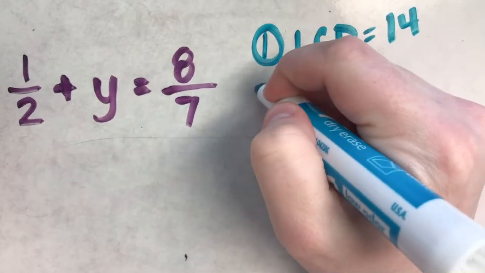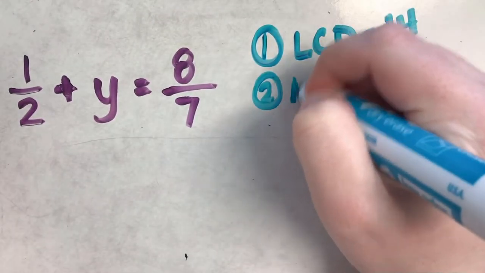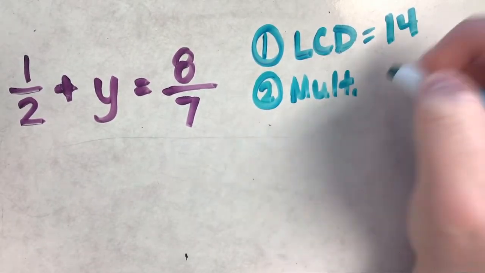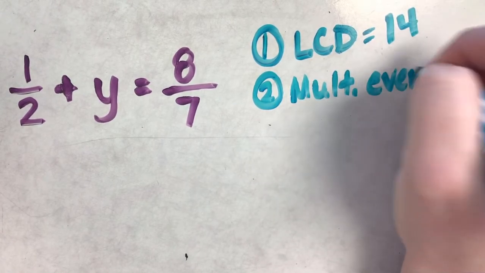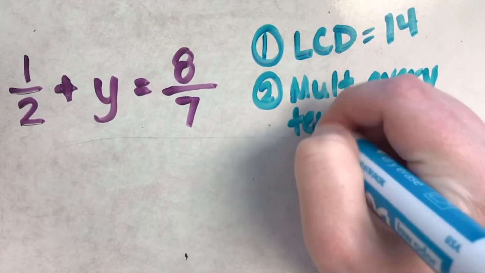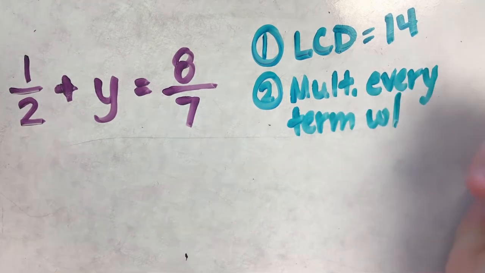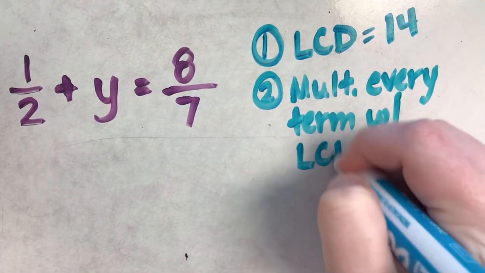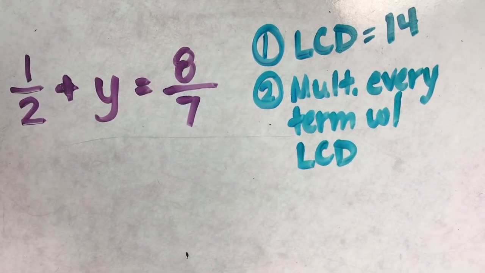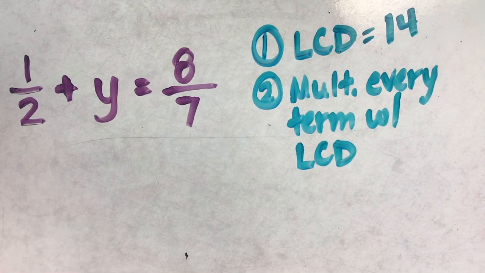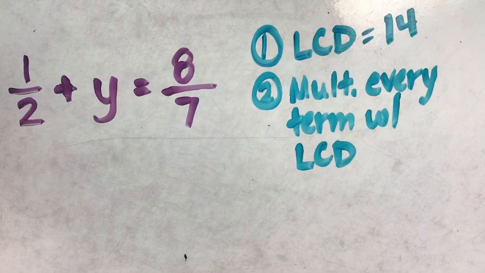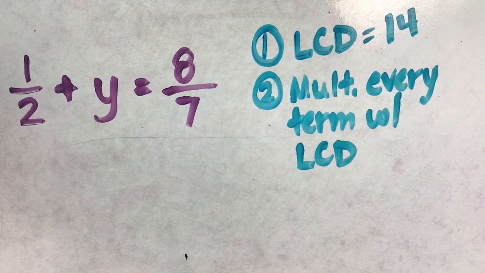What you're going to do with that is multiply every term with that least common denominator. So every single term you have in your equation will be multiplied by 14. And it's going to make it look worse. I always tell my students, it's going to look worse before it gets better. You're going to think you messed up. I promise you didn't.